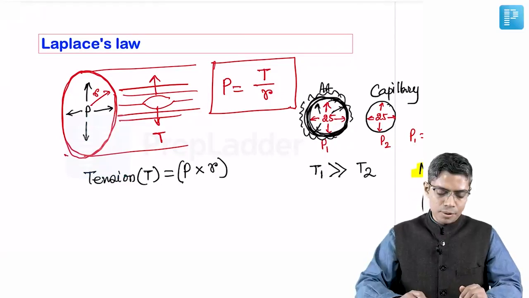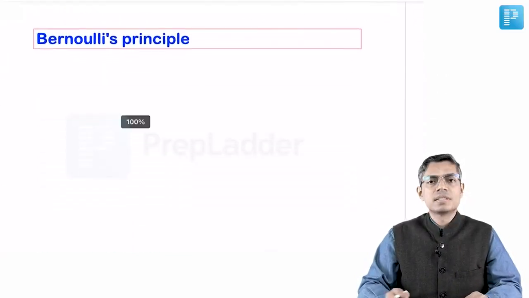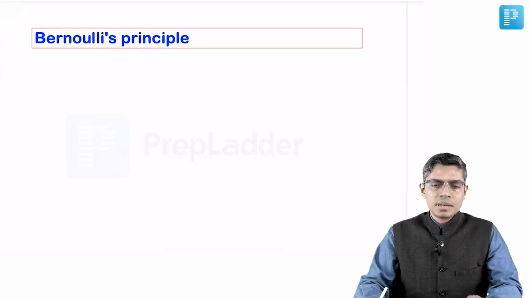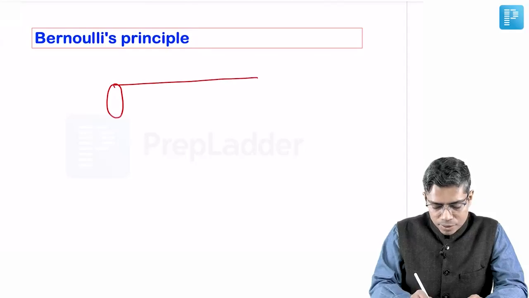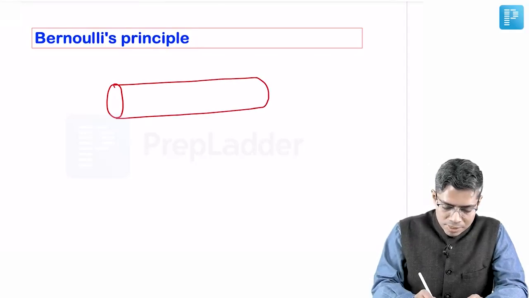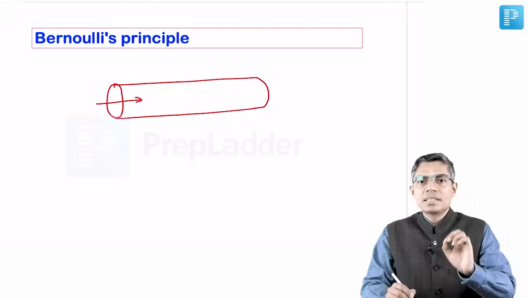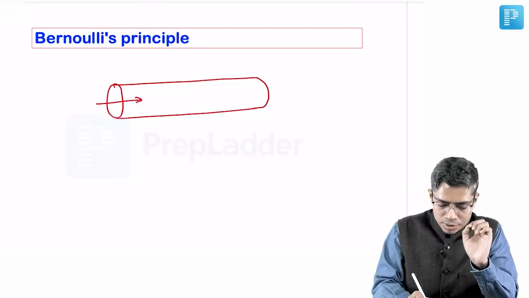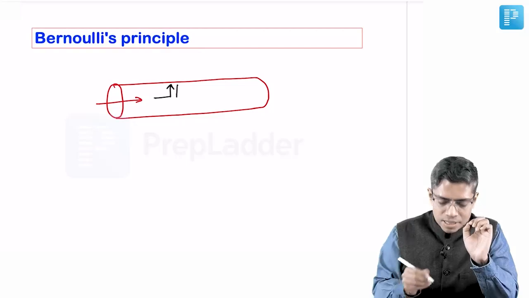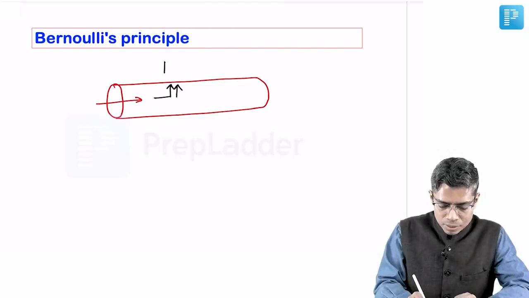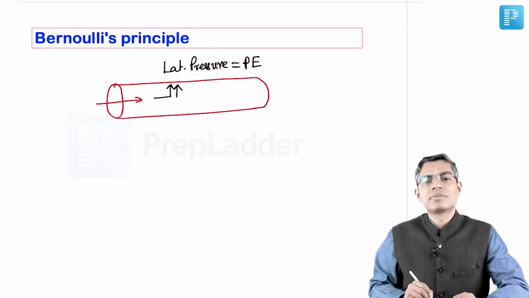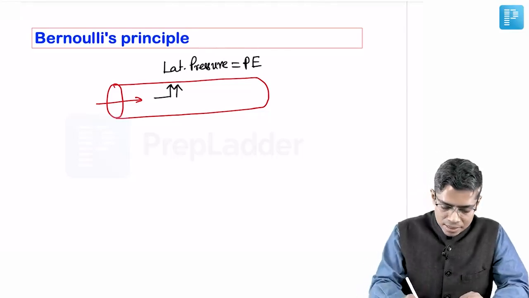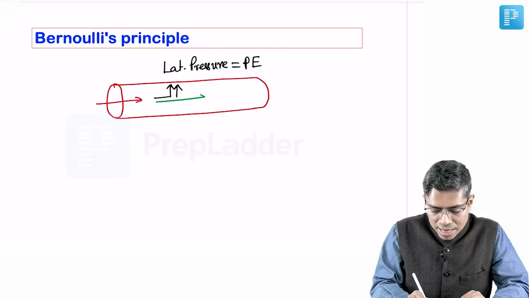And the last law that we are going to discuss is Bernoulli's principle. According to Bernoulli's principle, again I have to draw a blood vessel. Suppose the blood is flowing through a vessel. Whenever the blood is flowing, it will exert two pressures. One pressure will be exerted on the lateral aspect of the blood vessel, which is known as the lateral pressure. Lateral pressure is due to the potential energy of the flowing blood. And this blood will also exert one end-on pressure.